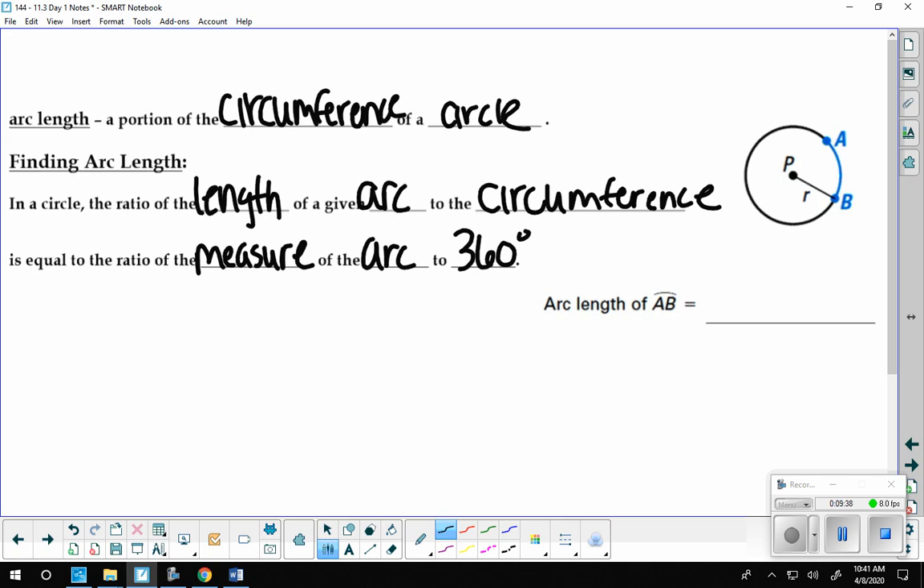So what do I mean by that? The arc length of AB, not the measure, is the measure of arc AB, which we talked about on the front page of the notes, divided by 360. So pretty much we just want to know what portion of the circle it is, right? So we take the measure, divide it by the total, which is 360 degrees, and then we multiply it by the circumference, which is 2 pi r.